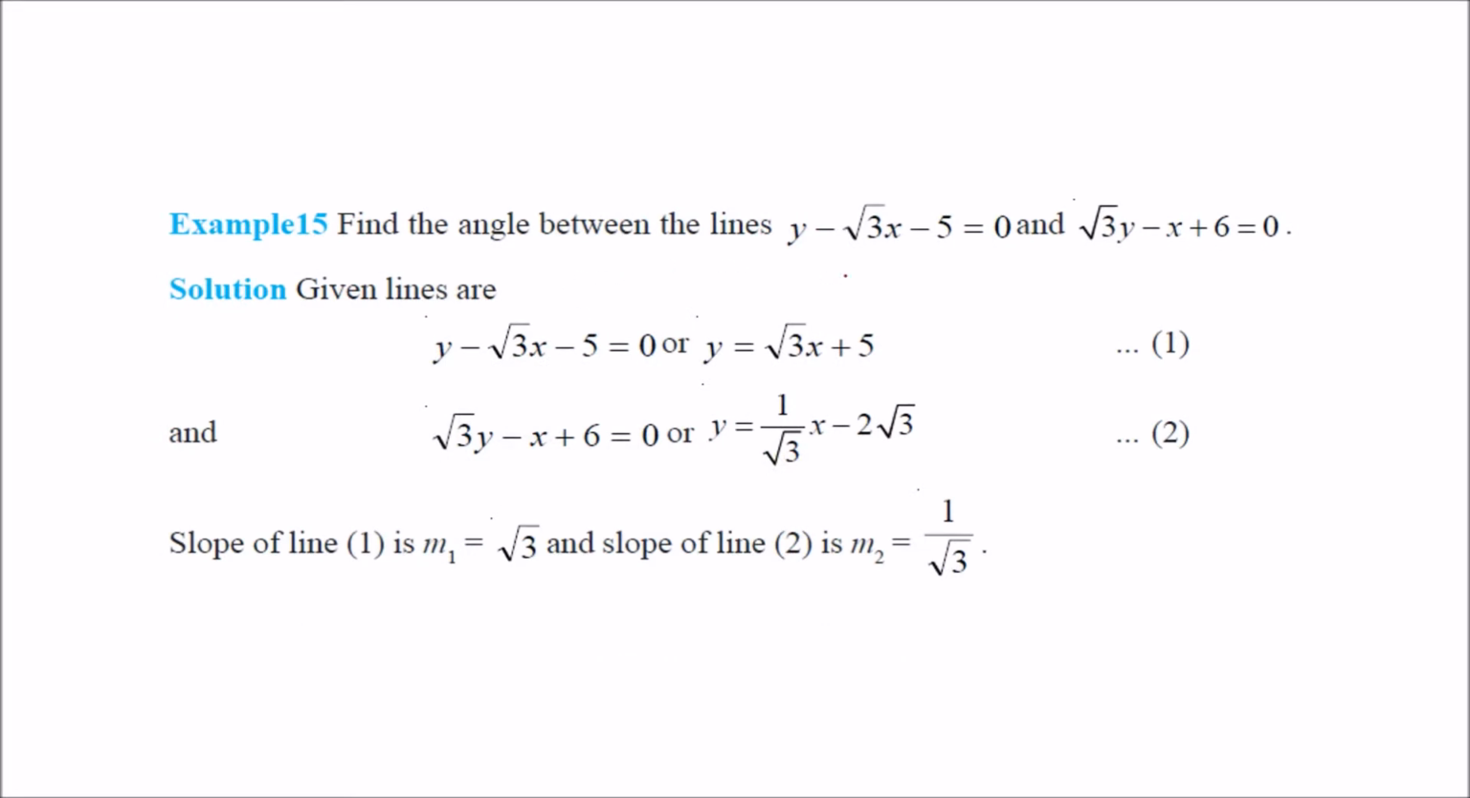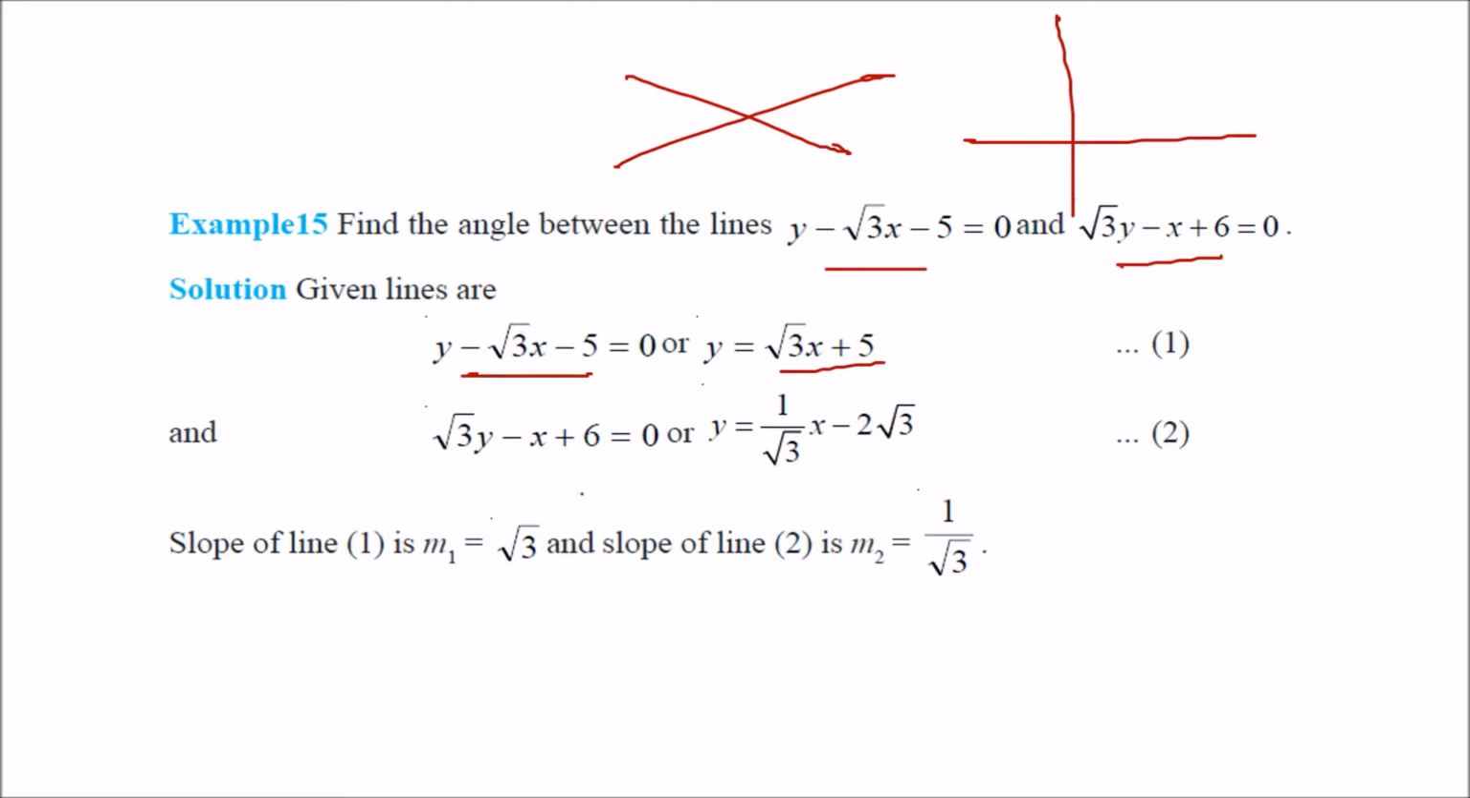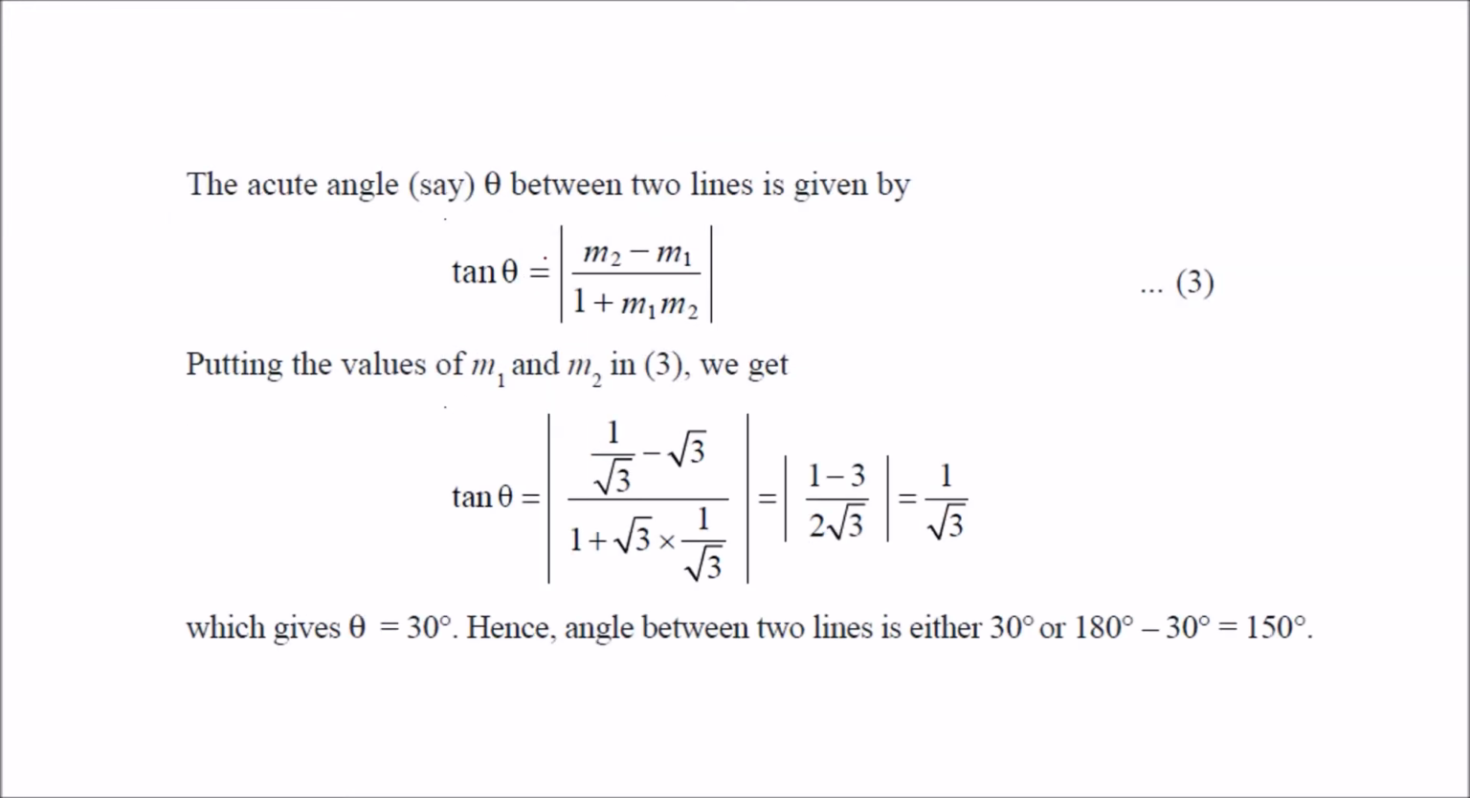Now you have to find the angle between these two. How to find the angle? See, if there are two lines and you need to find the angle, you have to see how they intersect with the axis. The slope of the first line is root 3. The slope of the second line is 1 by root 3. We have written it in the form y is equal to mx plus c. Now the angle between two lines is tan theta is equal to m1 minus m2, or m2 minus m1, by 1 plus m1 m2.